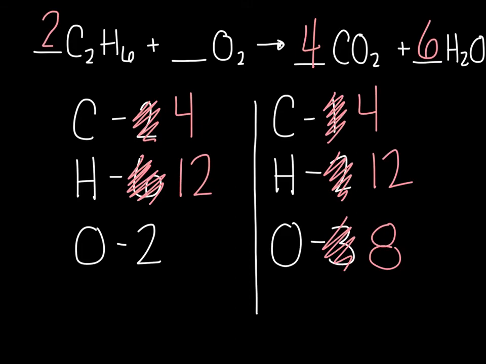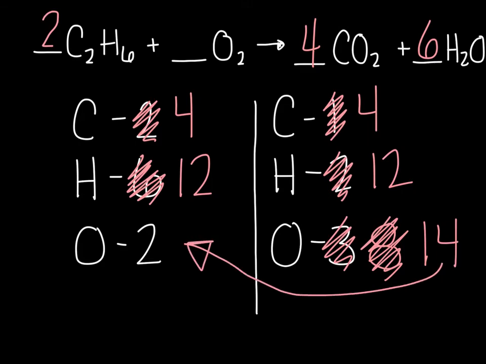But it also changes my oxygens. So I now have 8 oxygens from carbon dioxide plus 6 oxygens from my water. So now we have 14 total oxygens. That's the last thing I need to balance, so I'm going to follow that over to the left here, and 14 divided by 2 gives me 7. So I'm going to put a 7 in front of my oxygen and change this final answer. So 2, 7, 4, and 6 should be the correct coefficients for this balanced hydrocarbon combustion reaction.